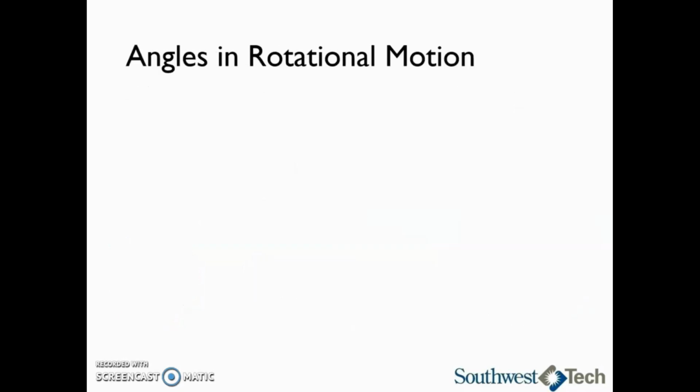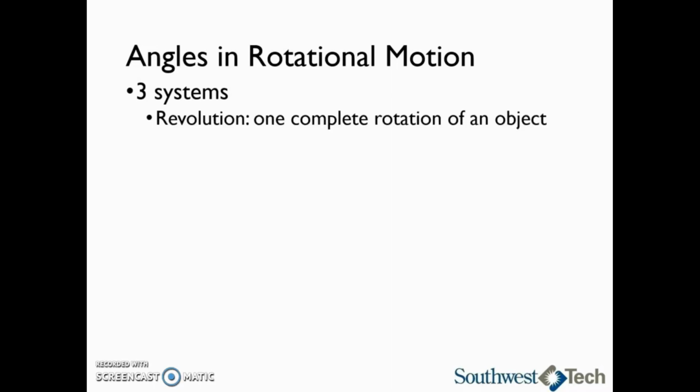When we are talking about rotational motion, we need to be able to explain how much rotation we have. There are three different ways that we can measure angles. The first way we can measure angles is the revolution. One revolution is one complete rotation of an object. Revolutions are just measured in revolutions, abbreviated REV.